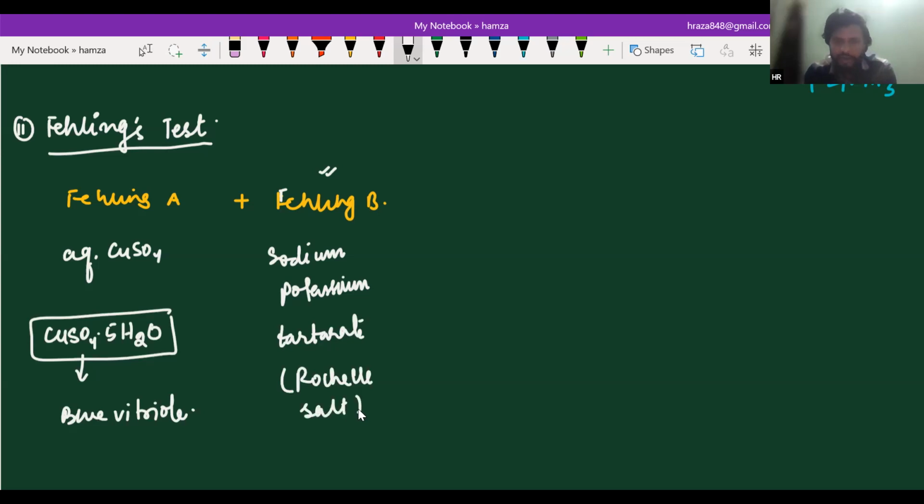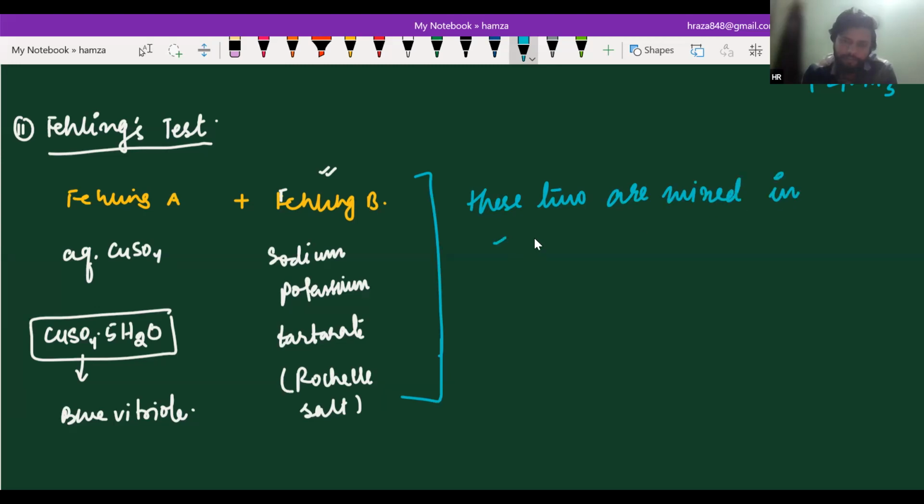So these two are mixed in equal amounts before the test. I'm going to write these two are mixed in equal amounts just before the test.